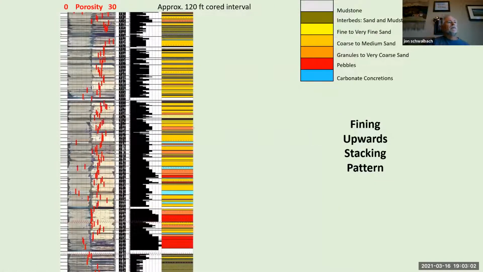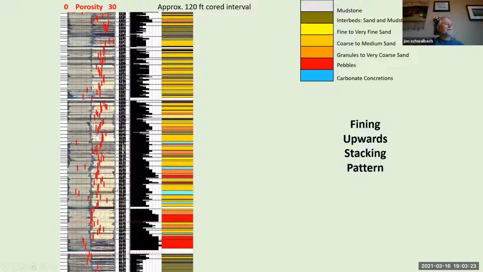We can see a similar thing on a much larger scale. Here we have 120 feet of core data represented. I know you can't see any of the detail of the core photos, but the red boxes, again, are porosity, again, from 0 to 30. And then these grain size histograms here come from the core description.